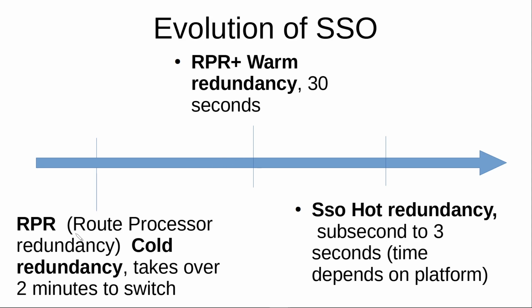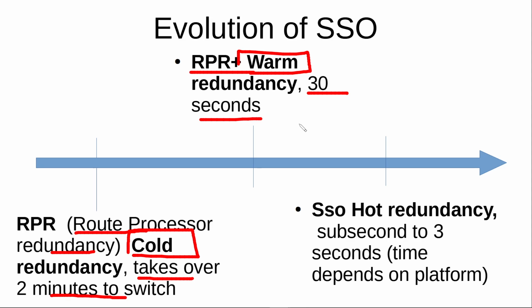This is the evolution of this feature. The first feature that came in was route processor redundancy. That will take more than 2 minutes to accomplish the switchover. This is known as cold redundancy because it didn't do any checkpointing at all. Then route processor redundancy plus came in, which is known as a warm redundancy feature. It will take around 30 seconds to complete.